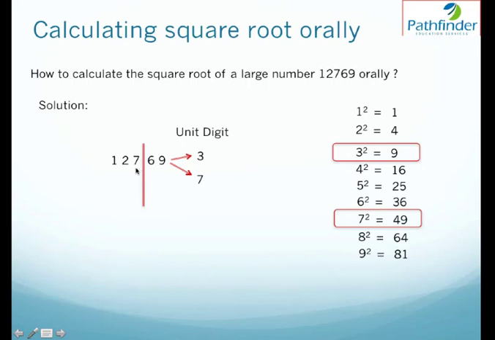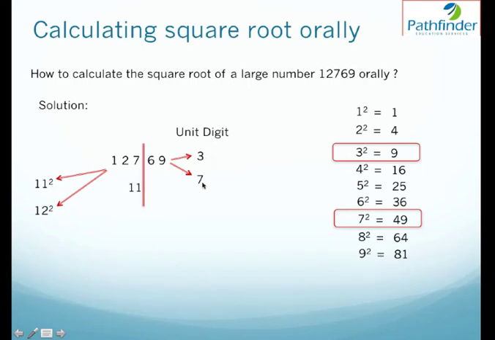Once again, let us take our attention to the first part of this number. The first part is 127, and you can see that 127 lies between 11 square, that is 121, and 12 square, that is 144. Because this number is between 11 square and 12 square, the first part of the square root is 11.